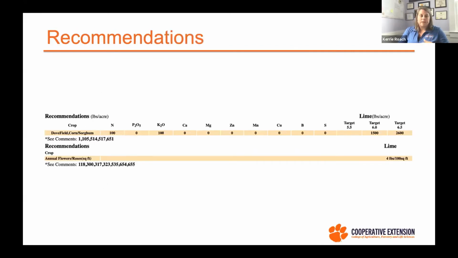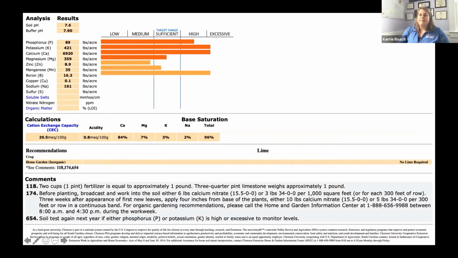And I'll keep going because I know Shannon talked about a lot of these. But the last thing that is always put on your soil sample report is those recommendations at the end. And a lot of people skip over this or don't even realize that they're there. And these little comments that you see here, see comments 1, 105, 514, 517, super important. And actually we can go back because this one has the comments written right on there. And so it's really important to go ahead and read those.